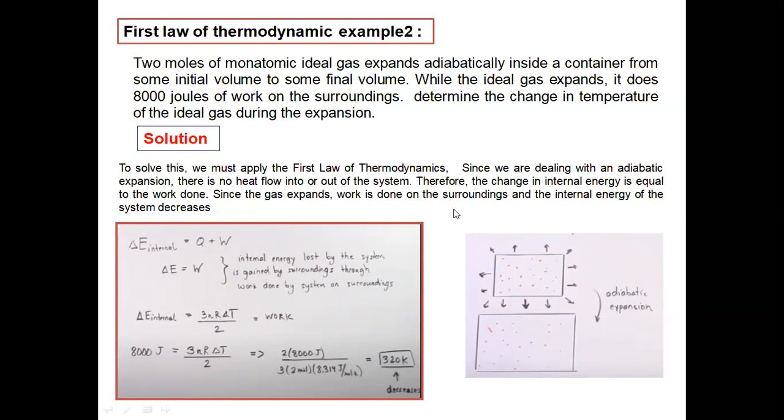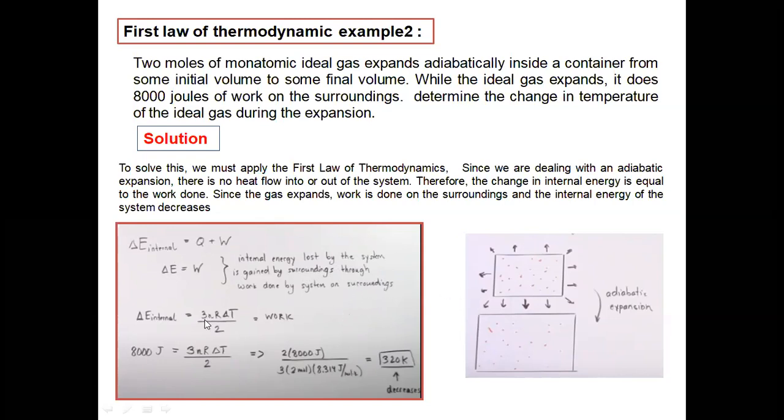Since the gas expands, work is done on the surroundings and the internal energy of the system decreases. So we have the container and it expands adiabatically. So delta E internal equals Q plus the work. And we know that it is adiabatic, so Q equals zero. So delta E equals the work. Internal energy lost by the system is gained by the surroundings through the work done by the system. Work done by the system on the surroundings.